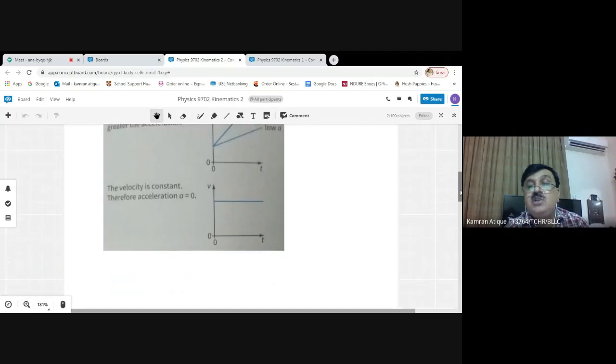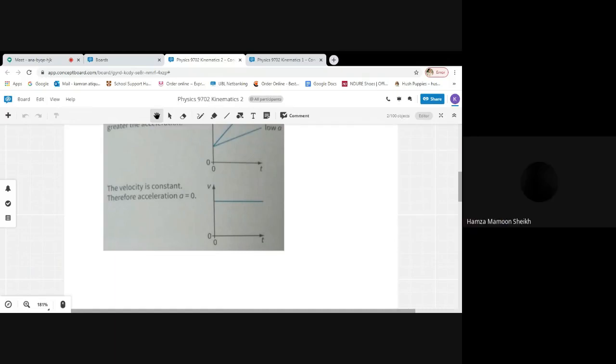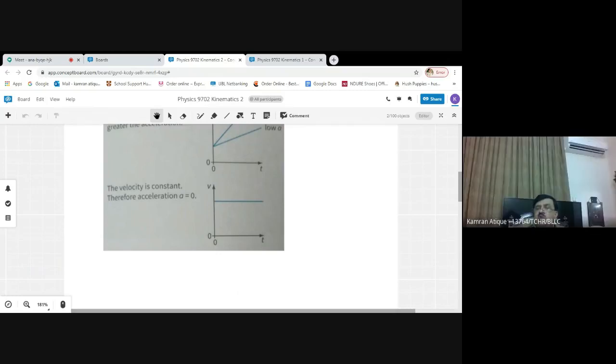The velocity is constant. Therefore, acceleration is equal to zero. What does it mean, Hamza? What is being stated by the last graph? What kind of movement can we interpret about that particular body for which this graph is being plotted? So that the speed is constant and not increasing. It is maintained at a certain value. Yes, speed is not increasing, speed is not decreasing. So that's why the graph is a straight line parallel to the time axis, right?